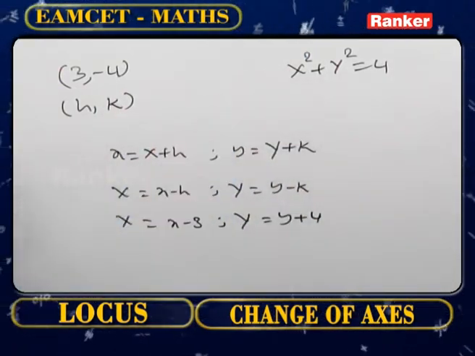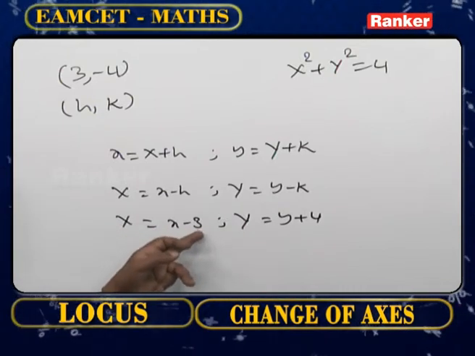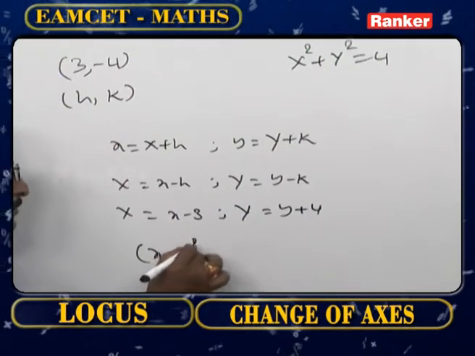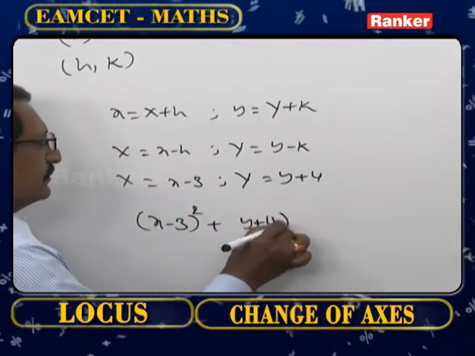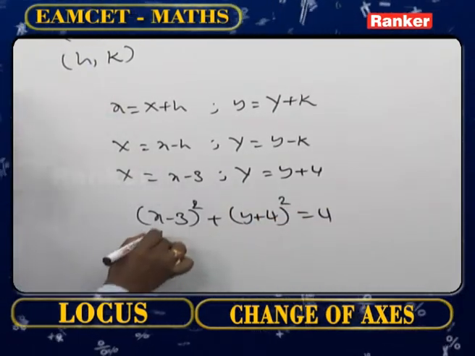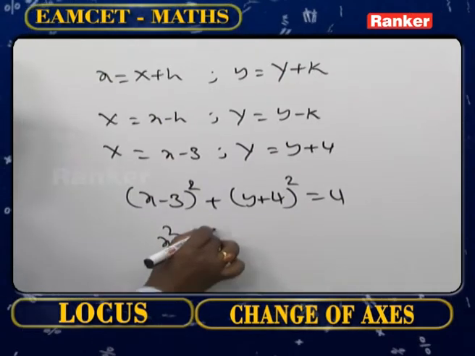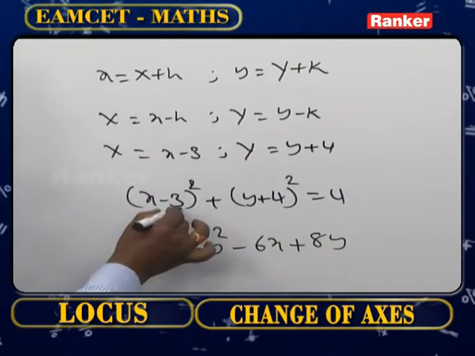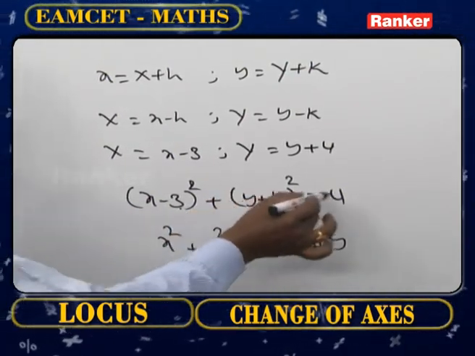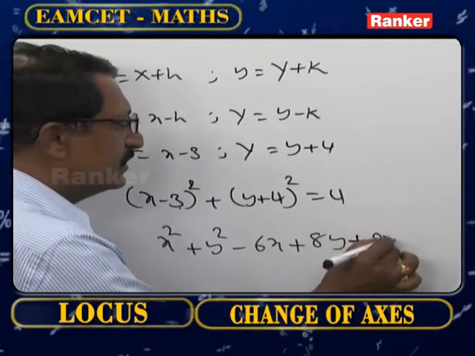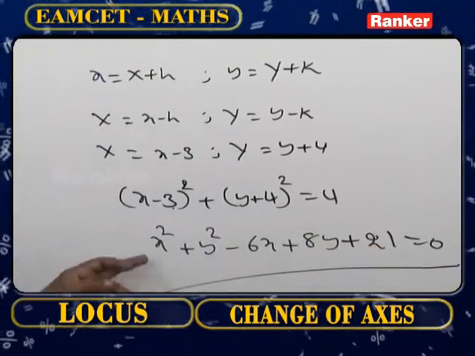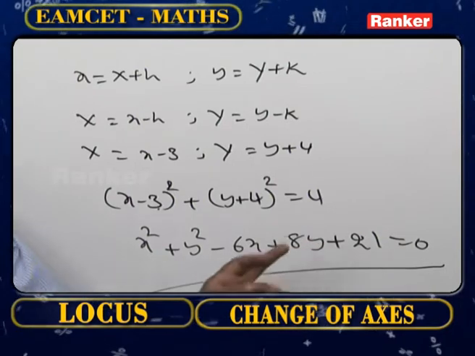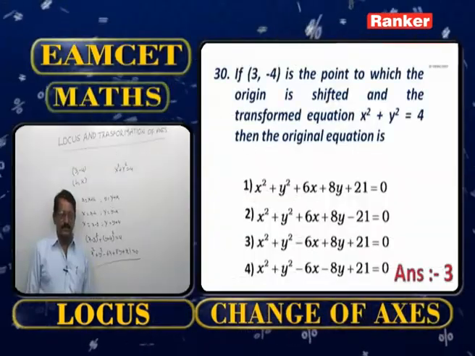Now, in the given equation of the curve, substitute X equals x minus 3 and Y equals y plus 4. Now, (x minus 3) whole square plus (y plus 4) whole square equals 4. Further simplifying, we get x square plus y square minus 6x plus 8y plus 9 plus 16, 25, minus 4, plus 21 equals 0. It is the required original equation of the curve, x square plus y square minus 6x plus 8y plus 21 equals 0. Then the answer is the third option.